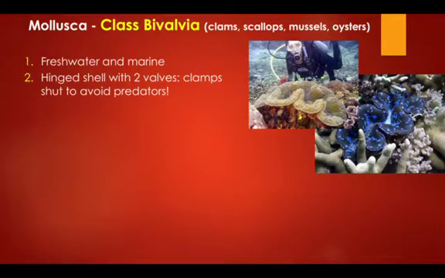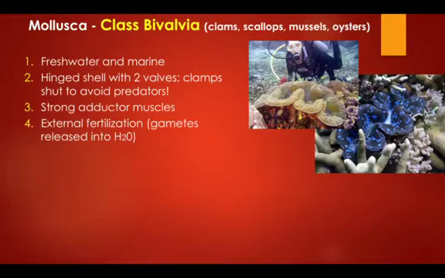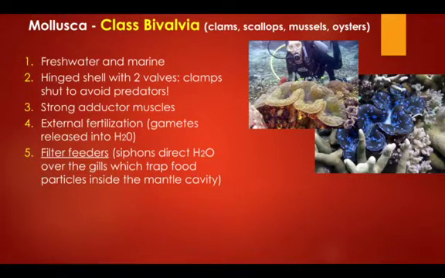This shell can clamp shut to avoid predation, so it's a protective measure. They have very strong muscles that allow that shell to remain clamped very tightly shut. These muscles are called adductor muscles. They have external fertilization, so the egg and sperm will be released into the water and fertilization will happen outside of the body. They are filter feeders.